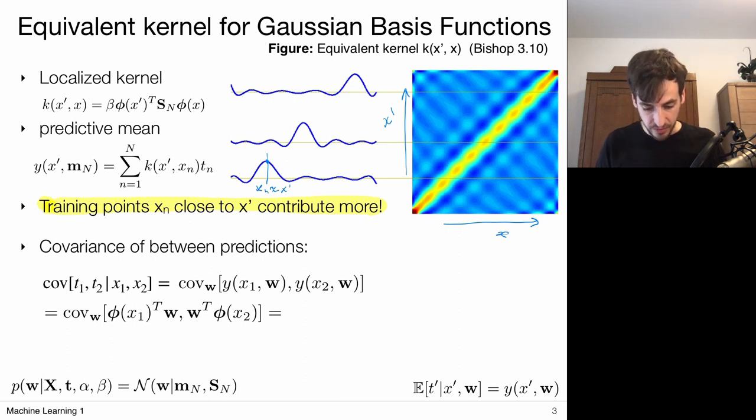Okay, so let's just write out the definition of the covariance between these two model predictions. And of course, it doesn't really matter if I put the w on the left or right hand side. This is just a scalar product. I'm putting the w on the left hand side because I need that in my derivation. So the covariance is really given by the expectation over w of the product of my models, phi(x1) transpose w, w transpose phi(x2), minus the product of the two expectations.